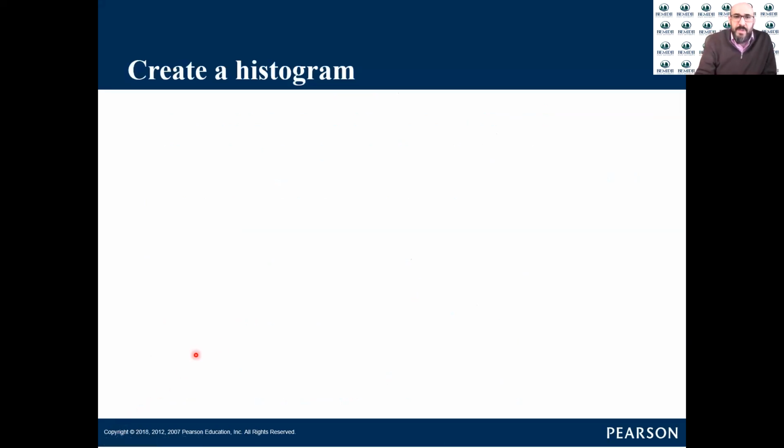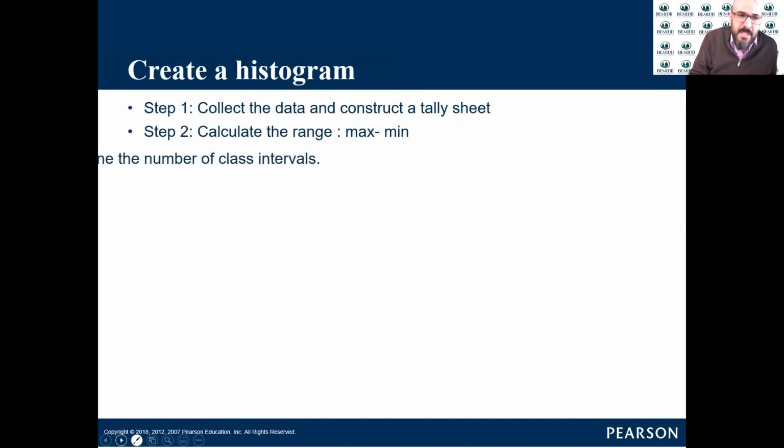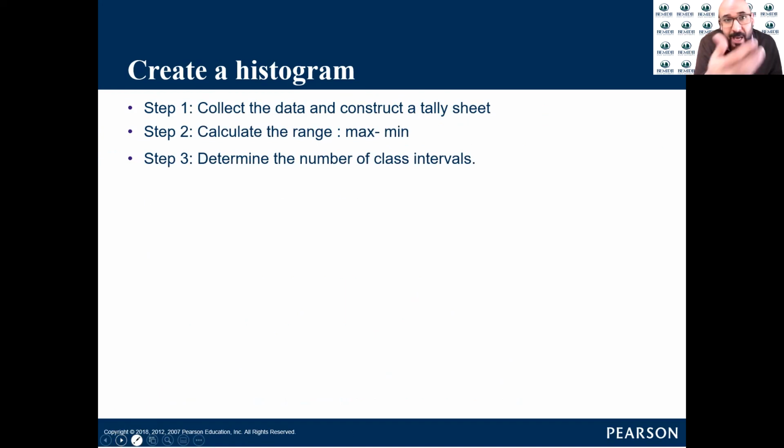All right, now we're going into a more practical thing and how we could create a histogram. In order to create a histogram, you need to follow these steps. Step number one, collect the data and construct a tally sheet. You could do a tally sheet or frequency sheet, whatever you want to call it, where you measure the occurrences.